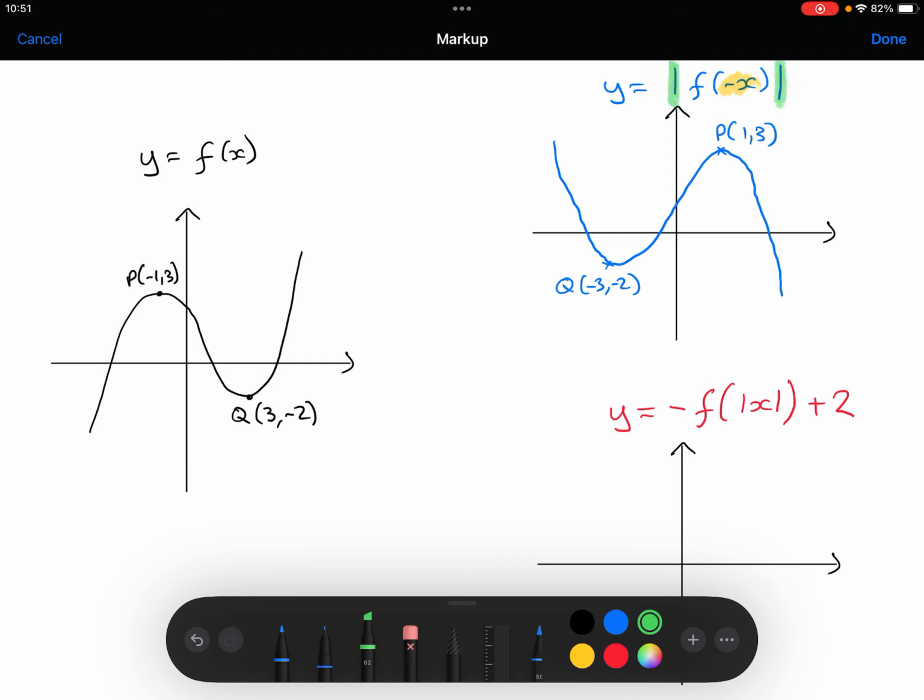Now we're going to deal with the modulus on the outside, which means the y-coordinates always need to be positive. So this bit of the graph stays exactly as it is. So does this bit here. It's this part that's going to reflect up to be here now. And this part of the graph that's going to reflect up to be there. The point Q is going to move now to be here, which is the coordinate (-3, 2). And so this is my final answer.